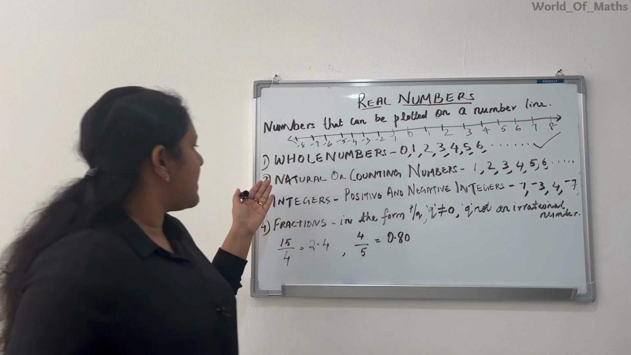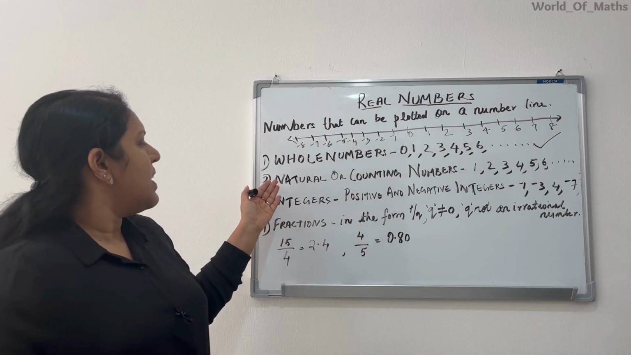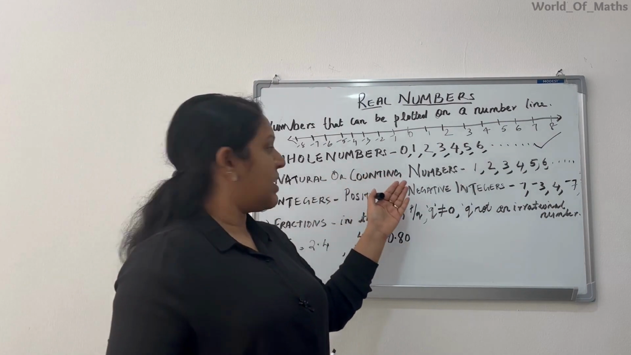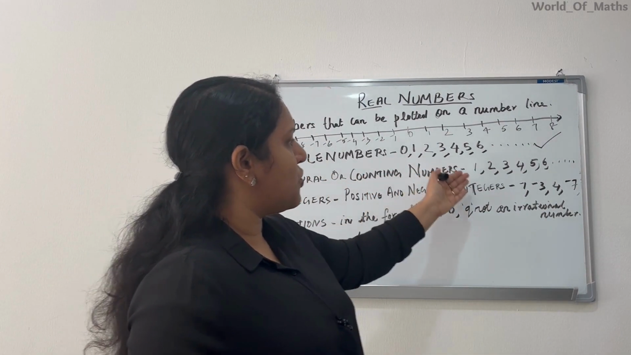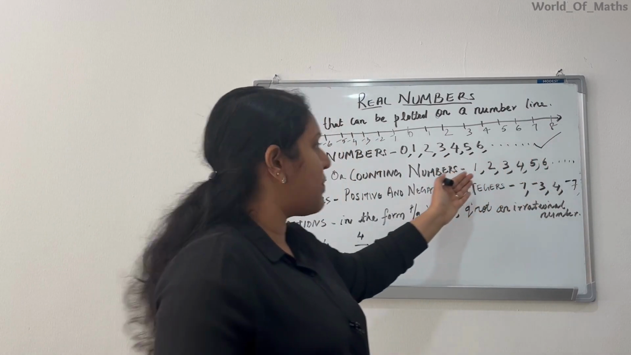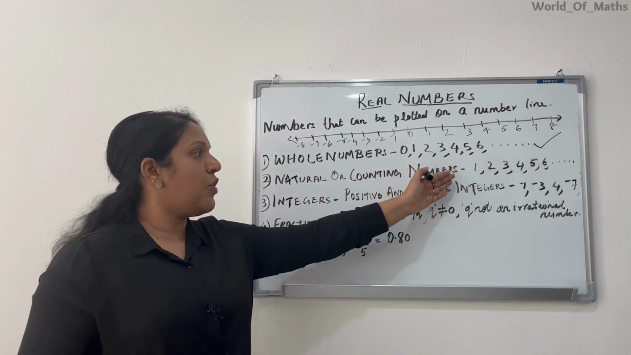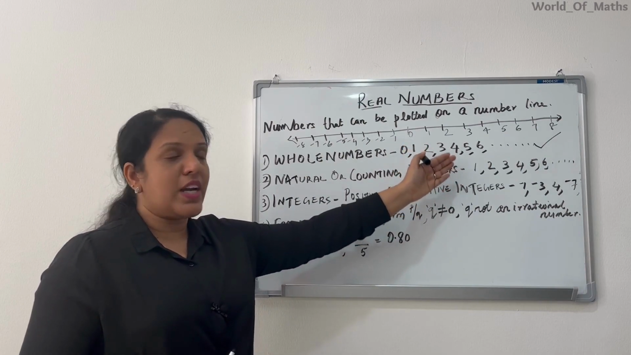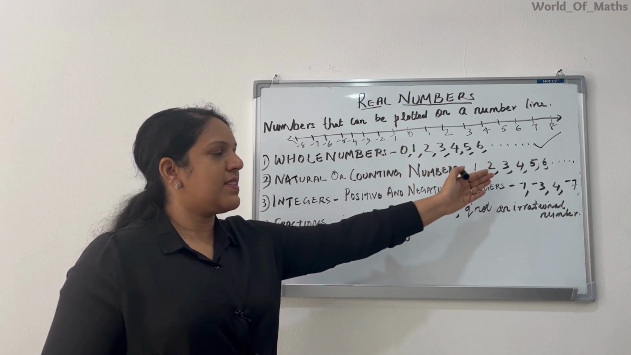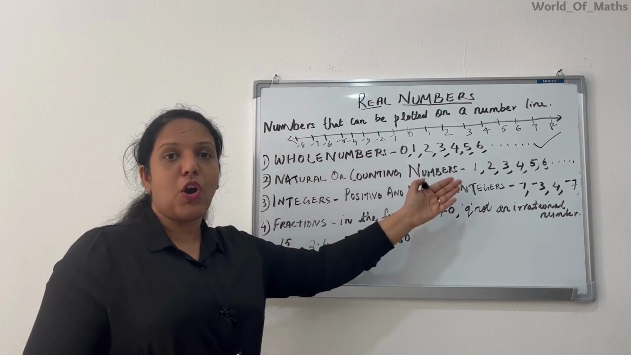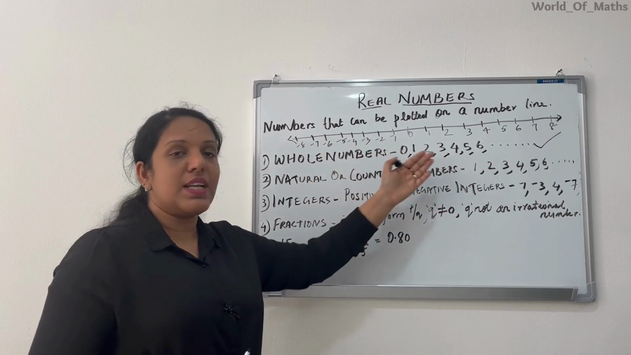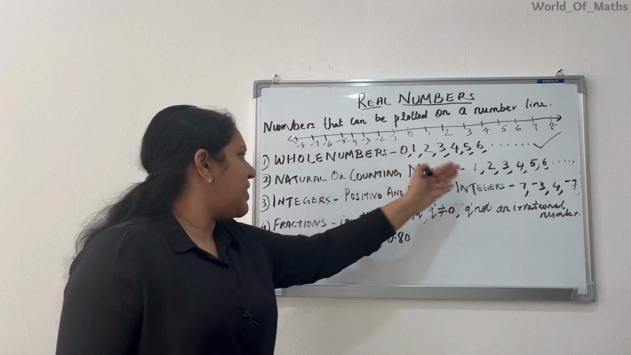So what is the second set of numbers? It is the natural or counting numbers. Natural numbers or counting numbers: we have 1, 2, 3, 4, 5, 6. We start counting from number 1. We don't use 0 for counting. So the numbers starting from 1, 2, 3, 4, 5, 6 are considered real numbers. Yes, we can plot all these numbers on a number line. So these are also considered real numbers.